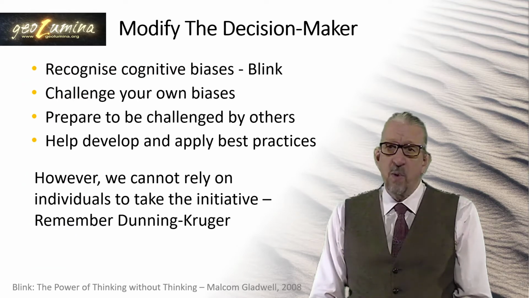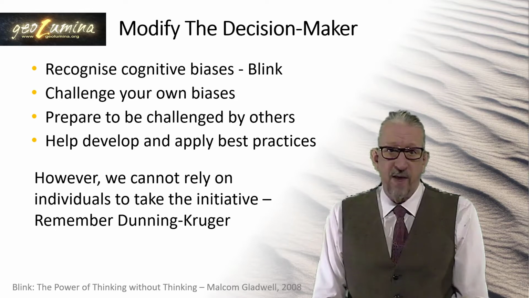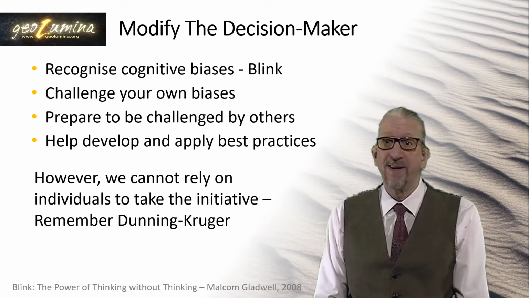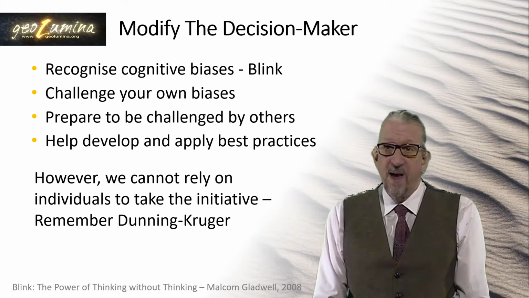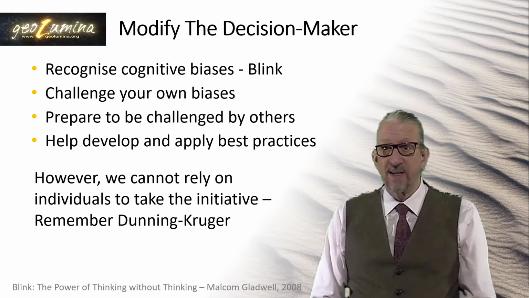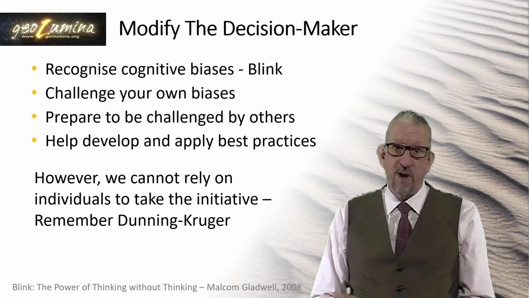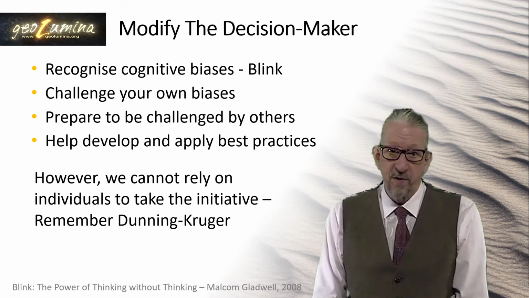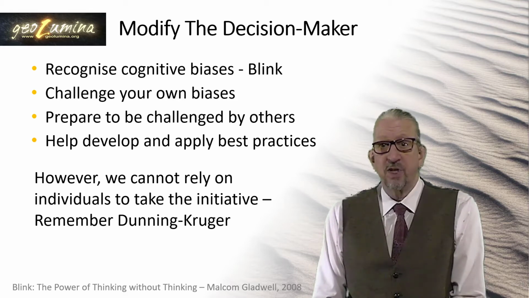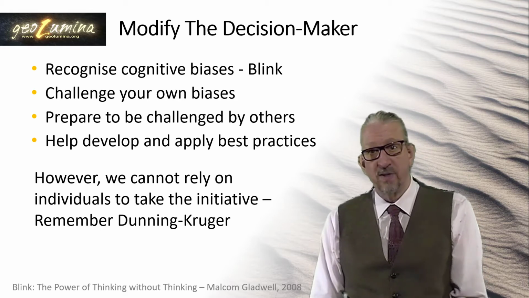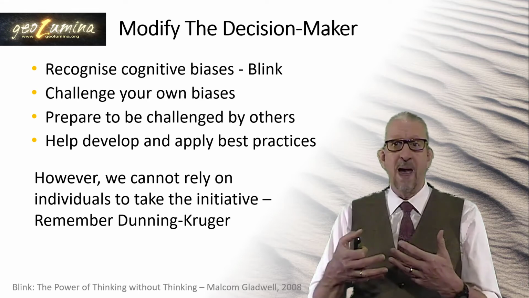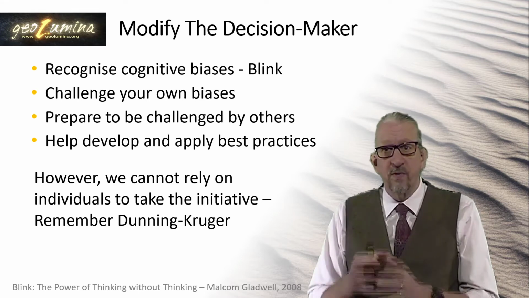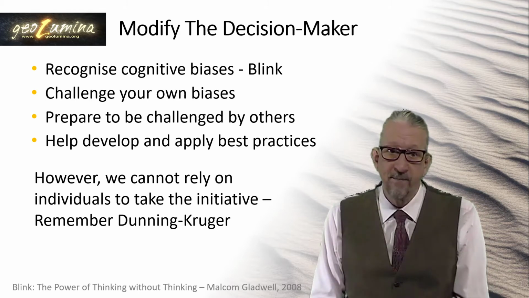So how do we actually take responsibility for that? Well, in the first instance, we could modify ourselves, modify the decision maker. And yes, we can do that to a certain extent, and we're doing that now by recognizing cognitive biases, becoming more familiar with those biases, and learning to challenge our own biases, so to step back and think about how we're thinking and think about what we know and why we know it and whether or not we're considering everything.